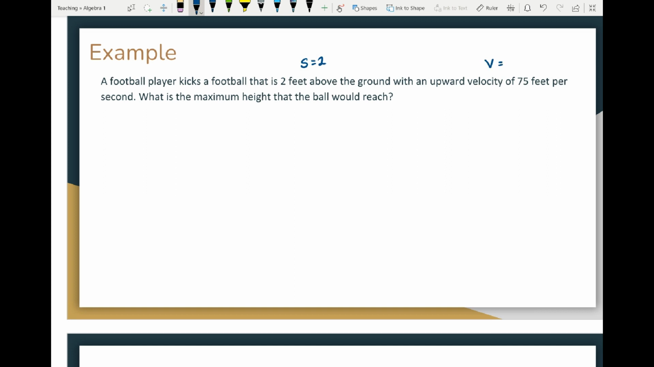Upwards initial velocity is 75. And once again, we're dealing with feet in this case. So gravity is going to be negative 16. That's the reason why it was negative 16 in the last problem as well. So let's plug all this into a function, because that's all the information we can get from there. So we have negative 16, where g belongs at the beginning, with t squared plus 75t plus 2. So that would be our formula we're starting with.